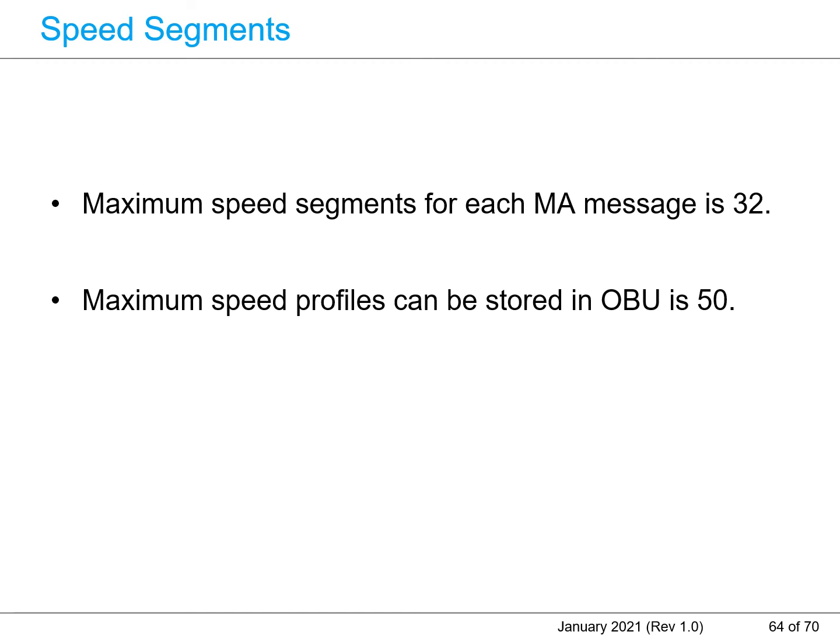The number of speed segments limitation in the ETCS is similar to the gradient segments limitation. The maximum speed segments for the radio block center movement authority message is 32 segments. The ETCS on board can store up to 50 speed segments data from the movement authority messages. The speed segments for a movement authority is highly unlikely to exceed the system limitation.